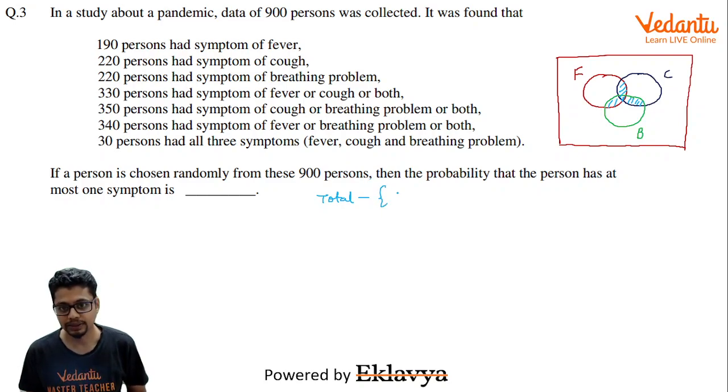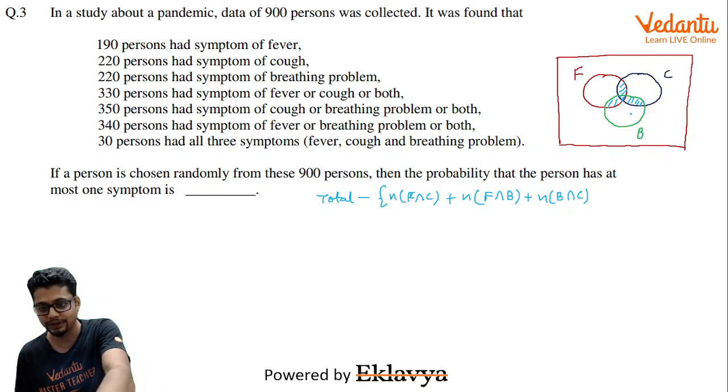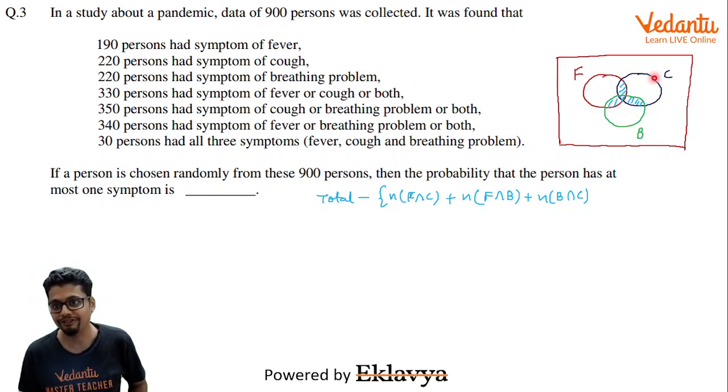So you may say it is F intersection C plus F intersection B plus B intersection C. But then when you say F intersection C, it is this whole part. When you say F intersection B, it is this whole part. When you say C intersection B, it is this whole part. So just to emphasize further, when you say F intersection C, it is this whole part. Similarly F intersection B and B intersection C.